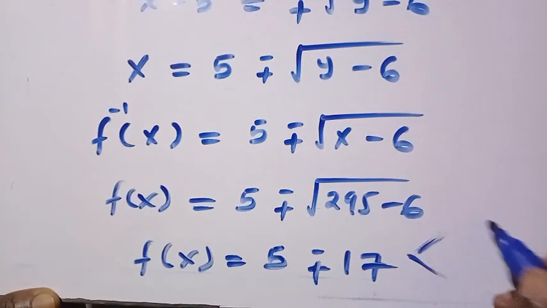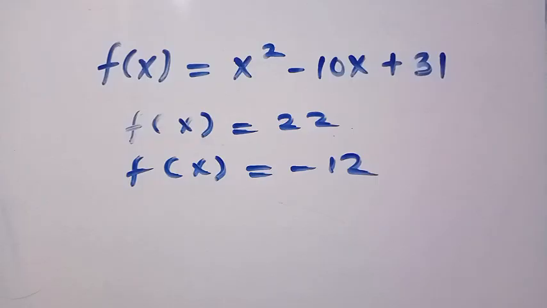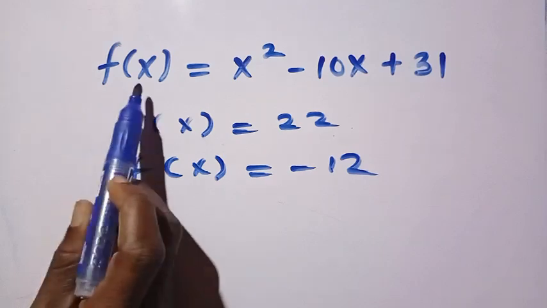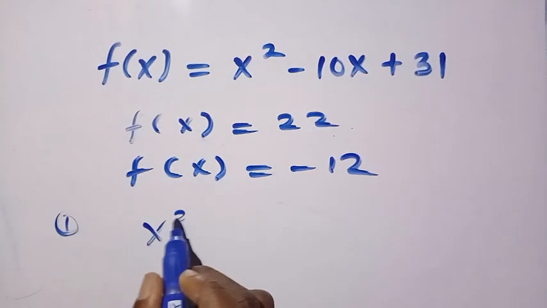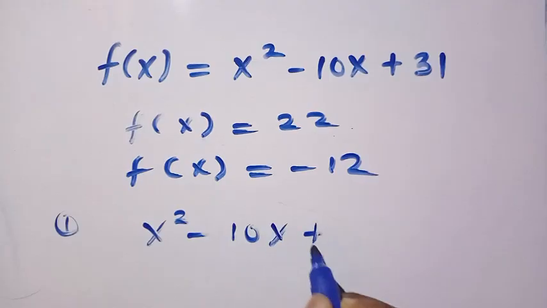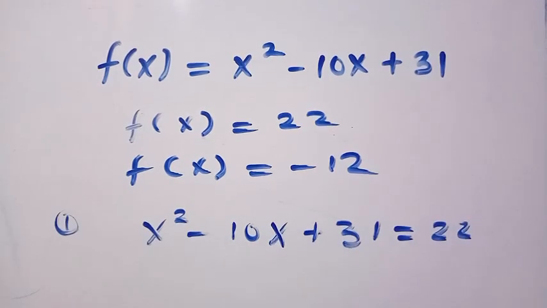So therefore, we have two things here. We are going to have minus 12 and 22. Minus 12 and 22, that is the value of f of x. And let's see how we get x itself. So these are the two values we got for f of x. Suppose I start from the first one. Instead of f of x, let's replace it with 22. So the first one becomes x squared minus 10x plus 31 equals 22.